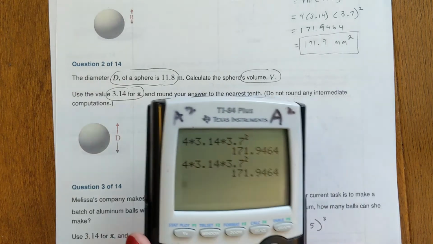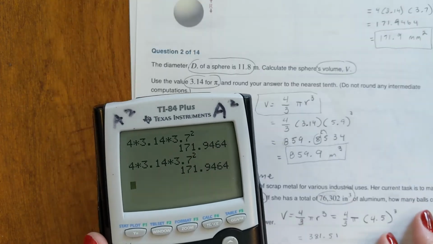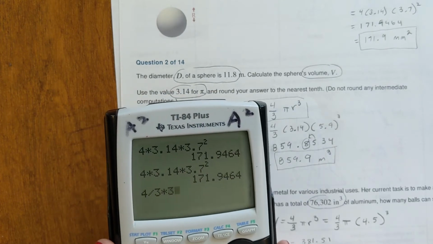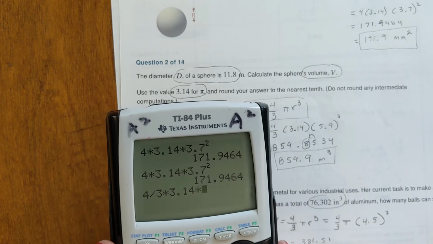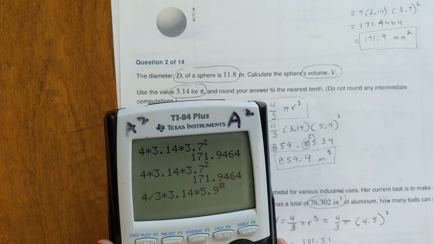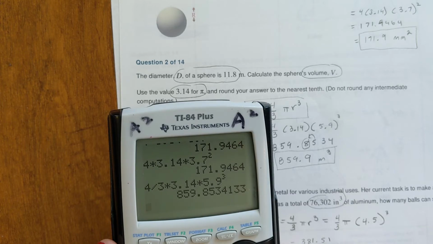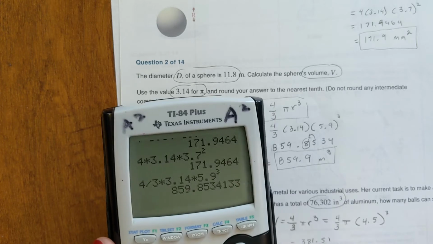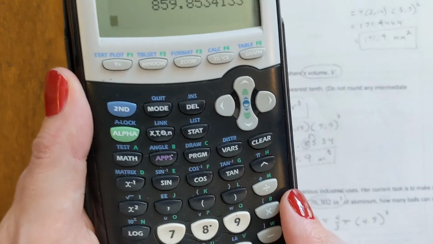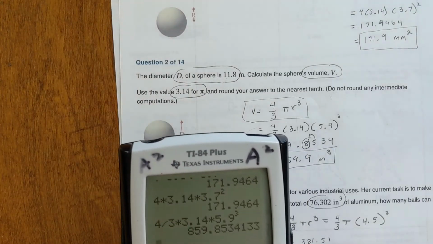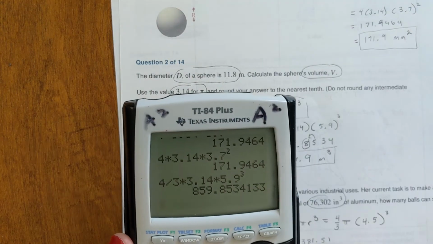So 4/3, again, you can put that all in your calculator really quick. So we got 4/3, 4 divided by 3, times 3.14, times 5.9 to the third. So use the caret key. And you get 859.8534153. Anyway, the caret key that I just used is above the division symbol. So I did 5.9 caret 3 to get that answer.